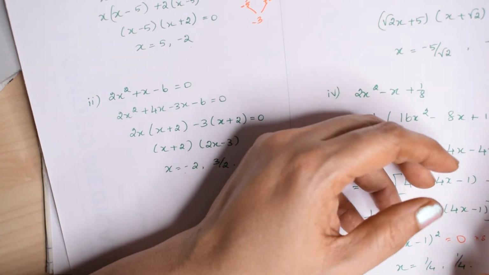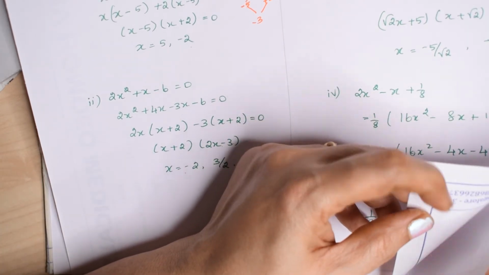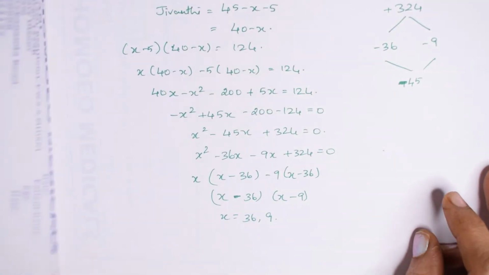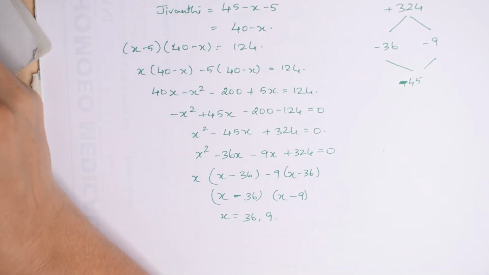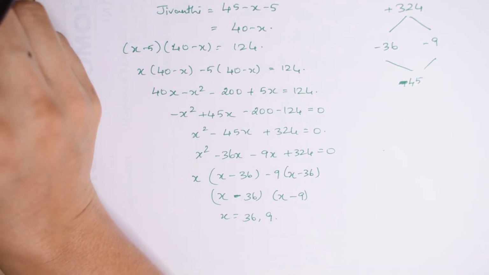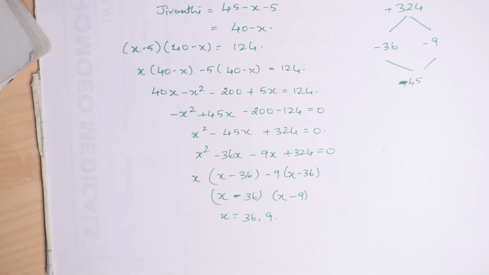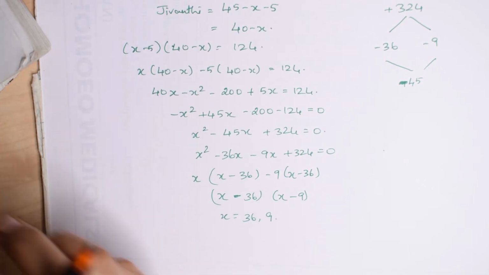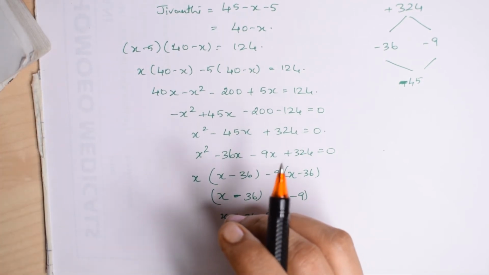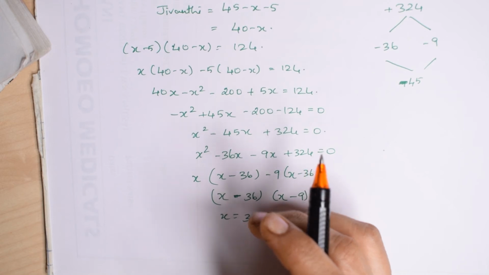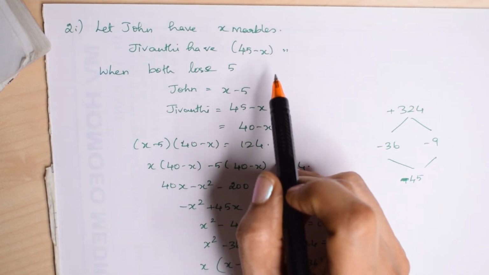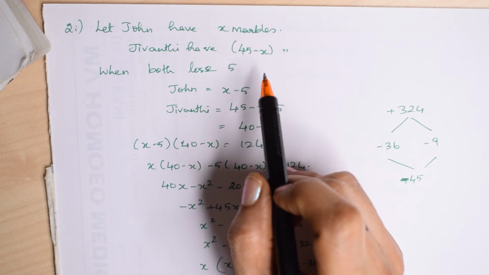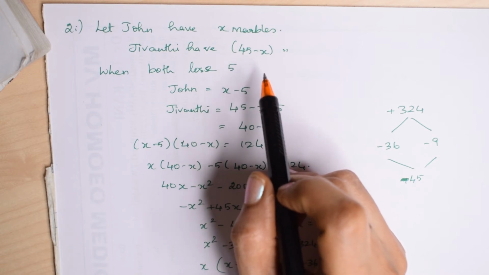The next sum, solve the problems given in example 1 they have given. So go to example 1, the question is on page number 71. Two people, John and Jivanti, had 45 marbles. So let us consider John had x marbles. John and Jivanti together had 45 marbles. So let us consider John had x marbles and Jivanti had 45 minus x marbles.